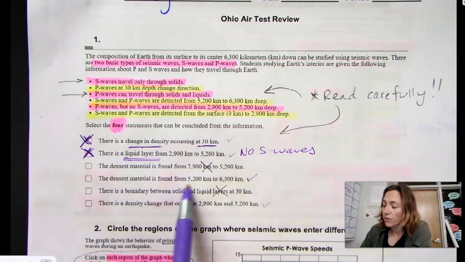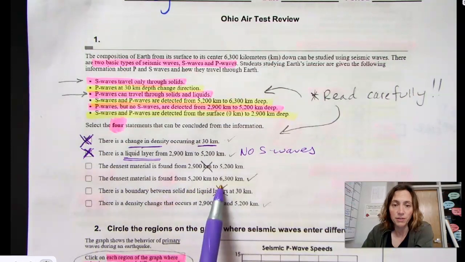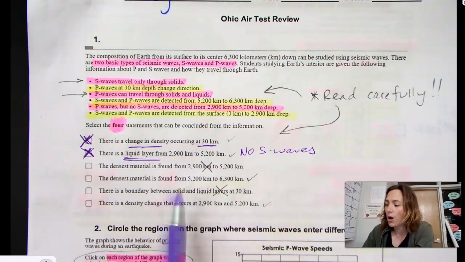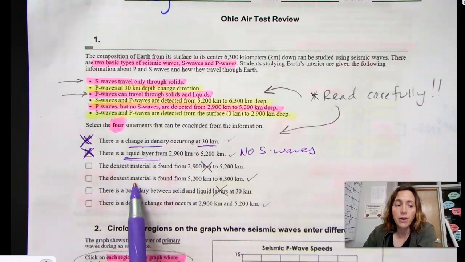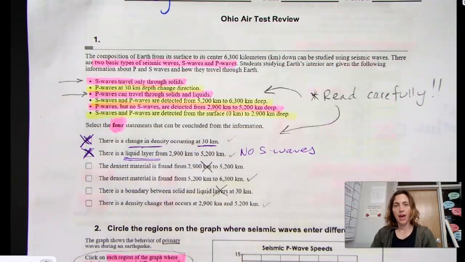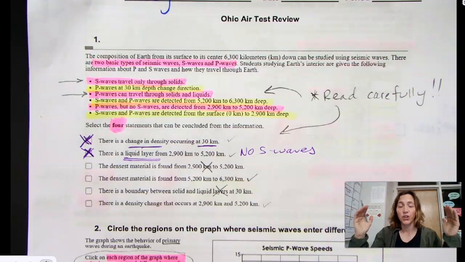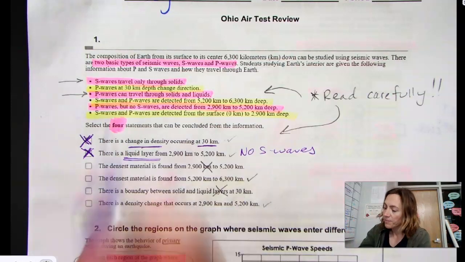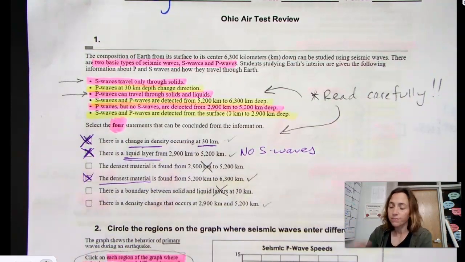Next, the densest material is found from 5,200 to 6,300. This one's a little bit of a stretch. This one is testing whether or not you remember that the deepest layer, the bottom layer, is the densest layer. The reason why we even have layers in our planet is because of density. The most dense part of our planet is our core, because it's the densest material, solid iron and nickel. And the least dense material is our crust, and that's why it's on the very outermost top layer. So that is why this one is also an answer.